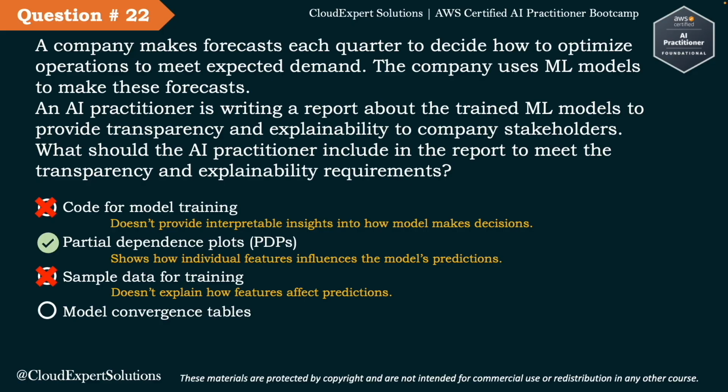And the last option, model convergence tables. Convergence tables will show optimization progress during the training, which is relevant for machine learning engineers, but it does not explain predictions to non-technical stakeholders. That is why model convergence tables is also not the correct option.